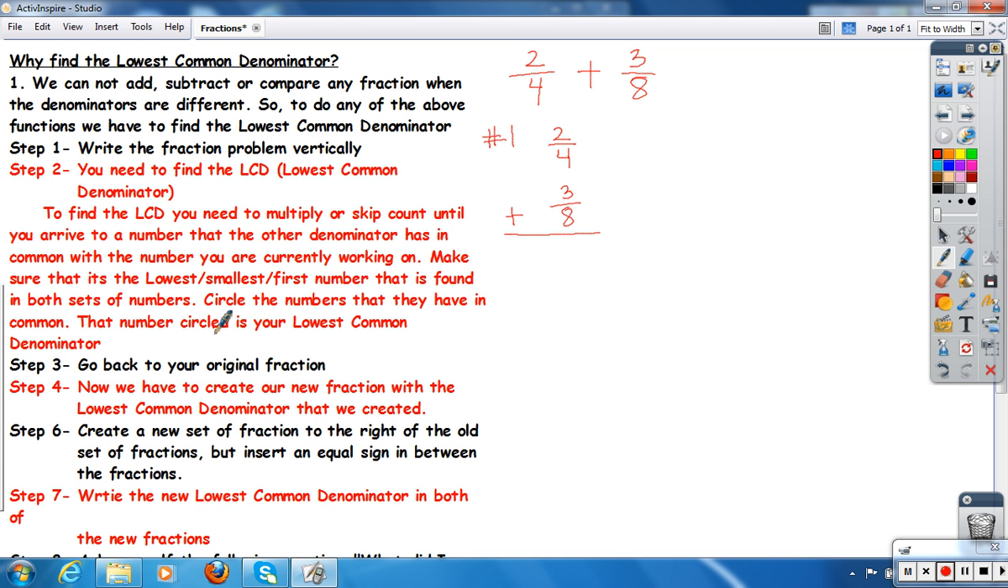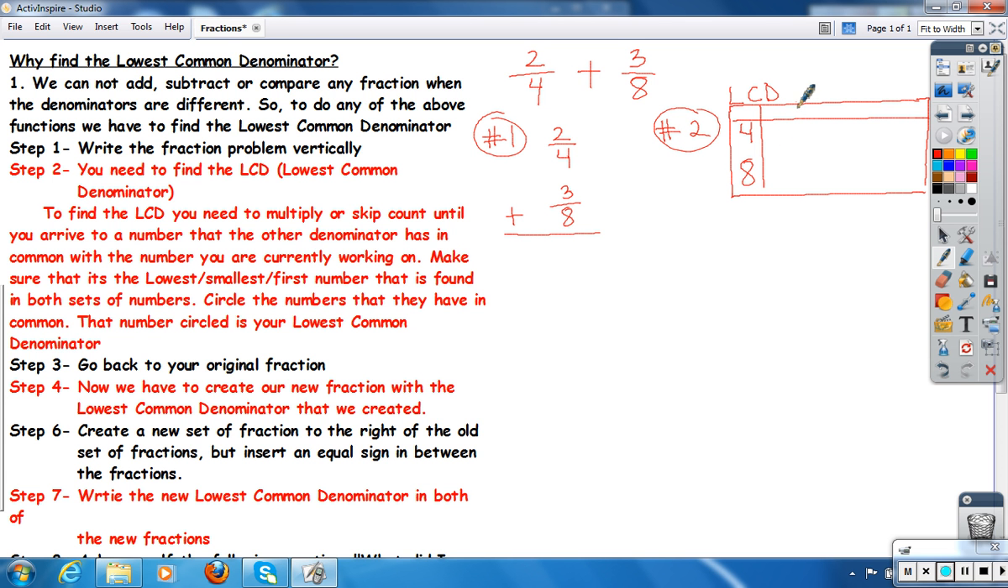So here, step 2 will be to find the lowest common denominator. I am going to get the denominator, which is 4. That's step 2. Step 1, step 2. So I'm going to find the lowest common denominator. That's the acronym for it. I am going to get 4 and 8. I'm going to make a table.